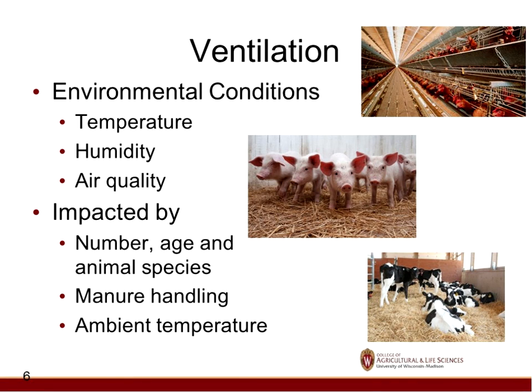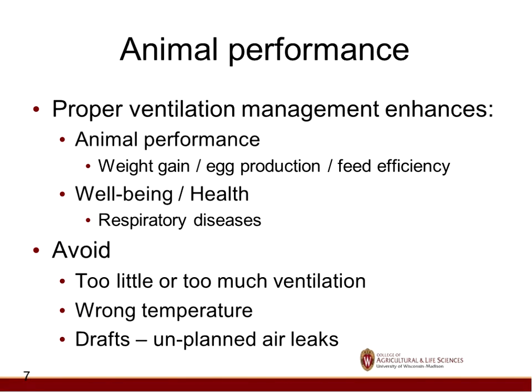For environmental controls, we're looking at temperature, humidity, and air quality. That is impacted by the number and age of animals and the species. Chickens, pigs, and cows are all going to be different based on weight and age of the animal. It's also affected by the manure handling system, especially when we get into poultry. You're going to see that in some examples, and the ambient temperature. The higher the ambient temperature, the more ammonia is given off, so we may need ventilation that way. And if we get higher temperatures, we need to reduce the heat stress on the animals.